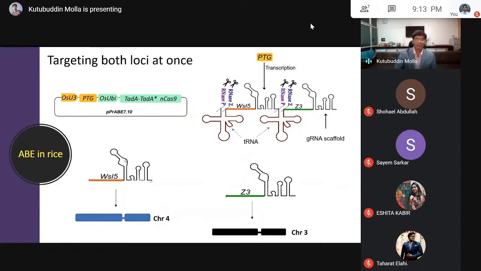Then this guide will make a complex with the base editor, and it will go to chromosome 4, because WSL5 is present in chromosome 4. The other Z3 guide will also make a complex with nCas9, that is the base editor, and it will go to chromosome 3, because the Zebra3 gene is present in chromosome 3. So you could multiplex in a single experiment. We have done it for two targets here for base editing, but you could do more.